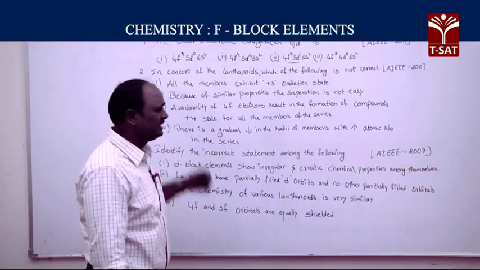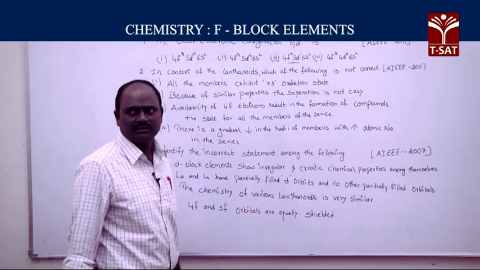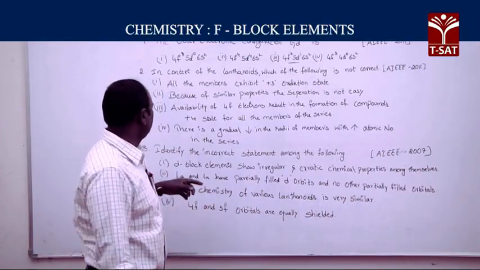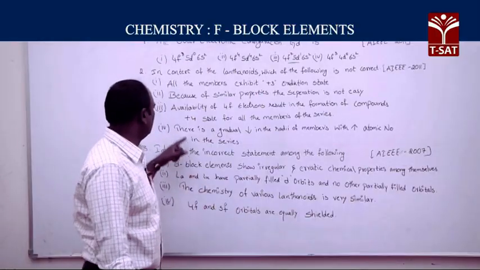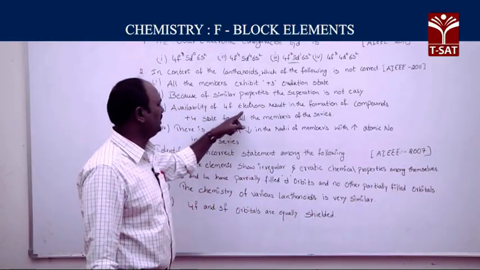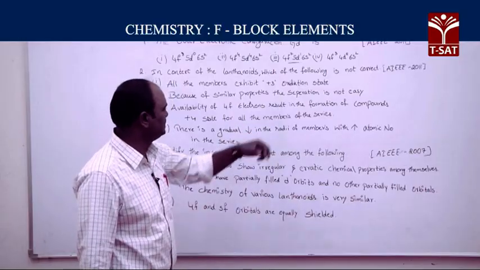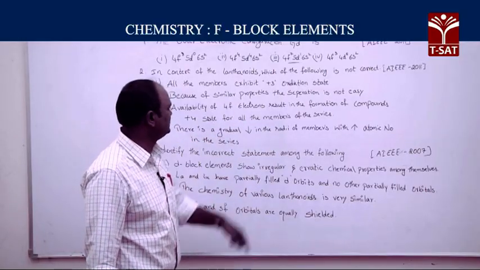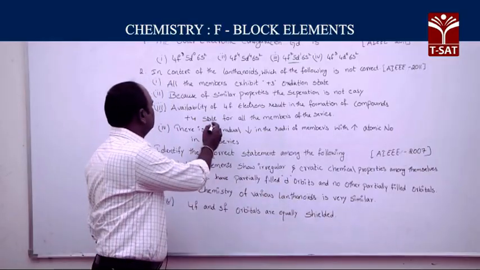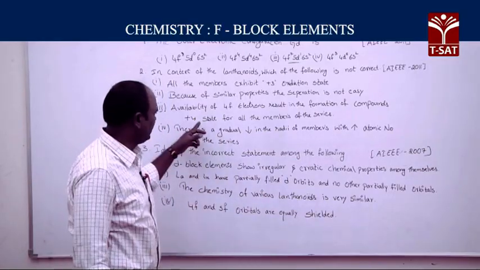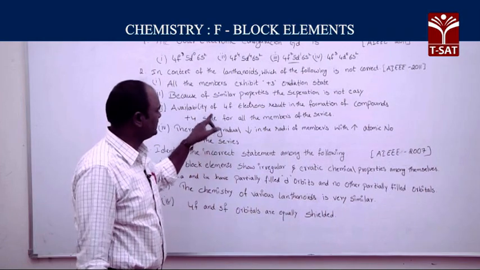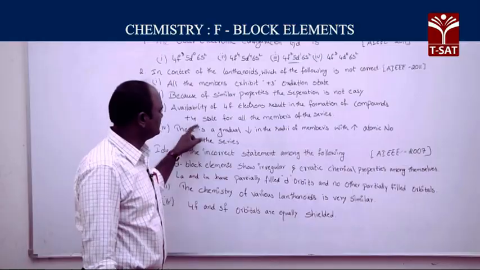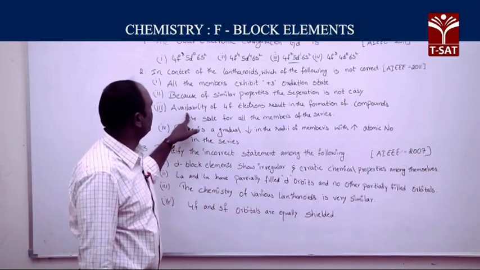So even the second statement is also a correct one. And the third one you can take here, the third statement: availability of 4F electrons results in the formation of compounds in +4 state for all the members of the series. Actually this is not correct. You observe it here based on all the concepts which are given in the f-block elements. This is not a correct statement.